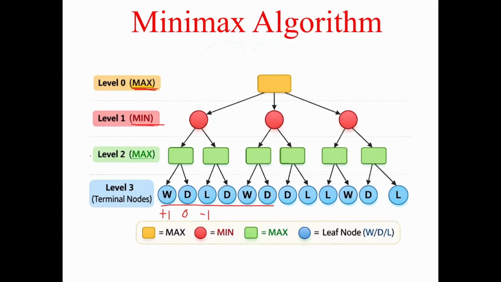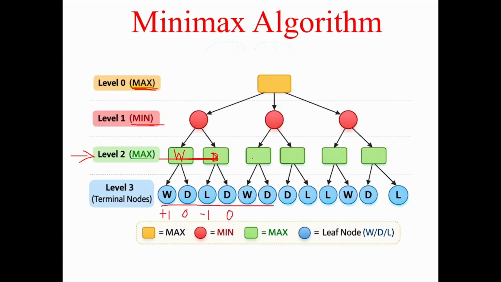Now what level is this? This is the max level, so we need to take only the maximum value. According to this node we have two children, that is W as well as D, winning as well as draw. The numerical value for winning is plus 1, and the numerical value for draw is 0. So we need to take the maximum. The maximum is W. Then what is the maximum from L and D? The maximum is D, because L is minus 1 and D is 0. So we will get D.